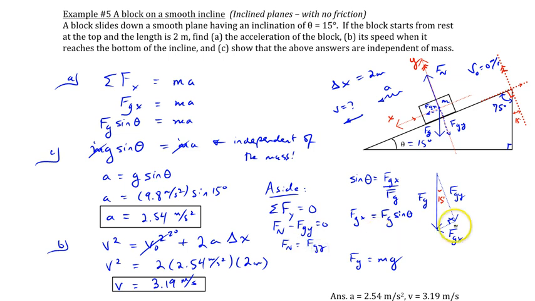And Fgy can be calculated over here, thinking of cosine theta, which is the adjacent over the hypotenuse, so Fgy divided by Fg. So Fgy would really just be Fg times the cosine of theta, or mg times cosine theta. So in order for us to find the normal force, we would need to know the mass. Okay, that's it for example number 5.